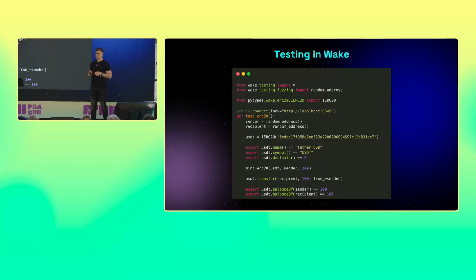After that, we can just typecast an address of USDT to ERC20 because we are using fork testing, so the token is already available here. After that, we can make some assertions about the symbol, about the name, about the decimals. And now, since we are in a testing environment, we can do anything we want to. So we can use some cheat codes to mint some tokens, 200 tokens to the sender. After that, we can transfer a half to the recipient, and finally make some assertions about the balances of those senders and recipients.